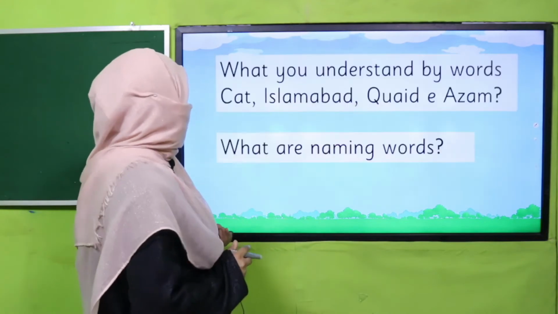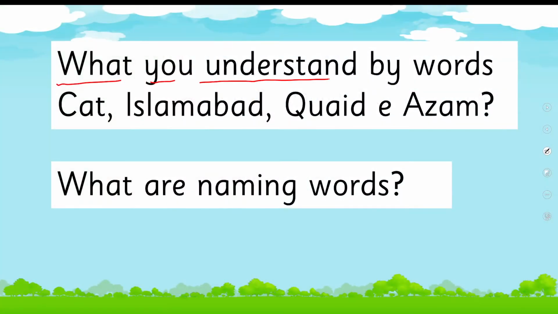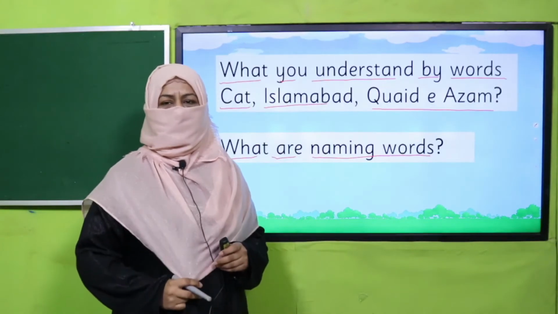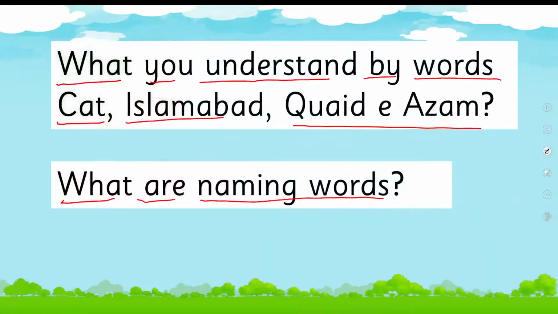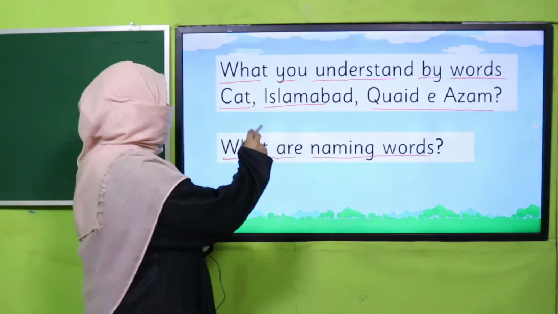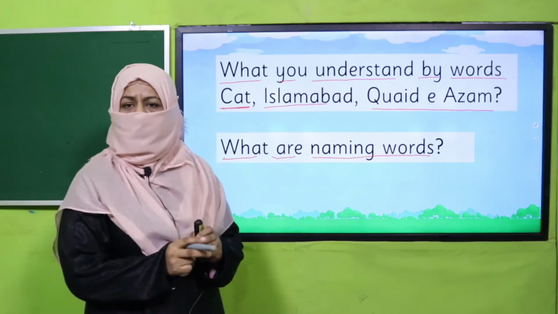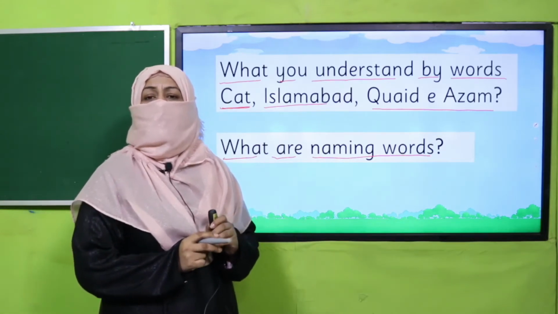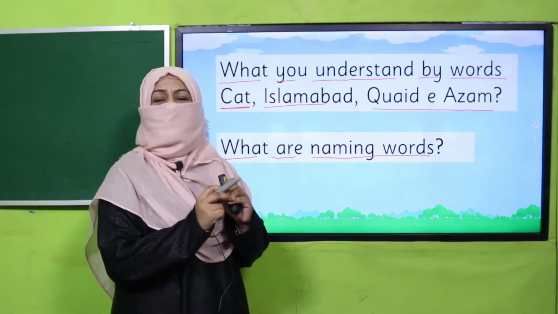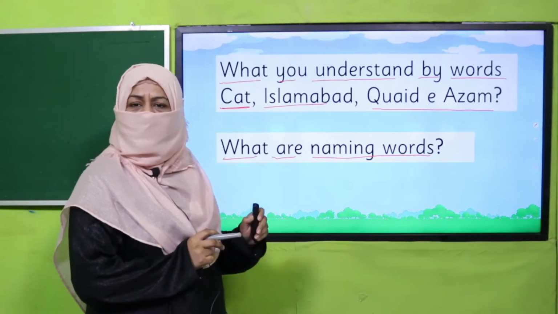Before starting that, you tell me, what do you understand by these words? Cat, Islamabad, Qaid-e-Azam. What do you understand? And what are naming words? Pause the video, answer these questions to your teacher, and then come back. Yes, my dear students, I hope you have answered that whenever we want to talk about a person or a place or a thing, we use words which are basically their names, and those names are known as naming words.